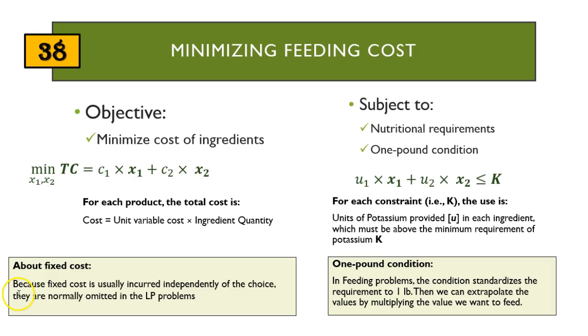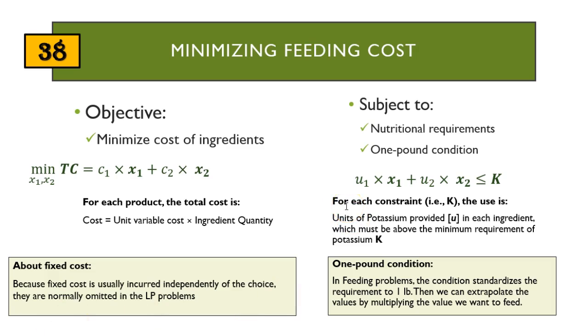Notice that in linear programming, fixed cost is usually omitted because this type of cost is incurred independently of the choice.